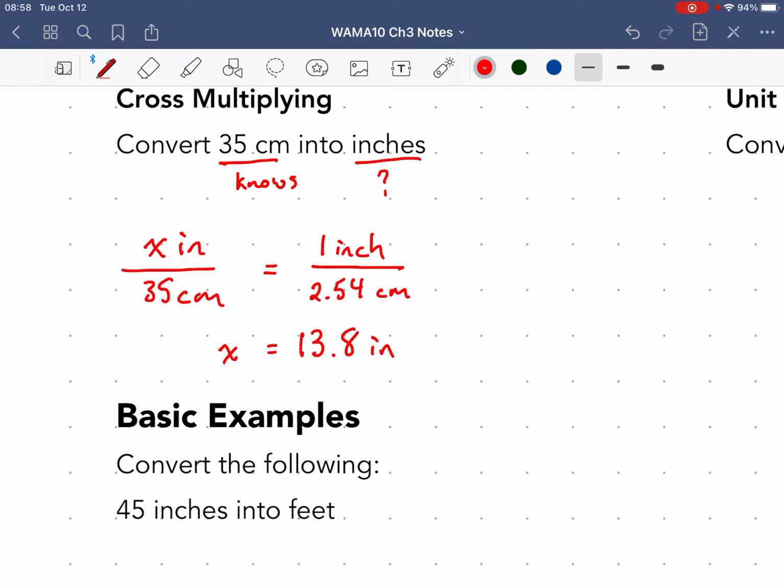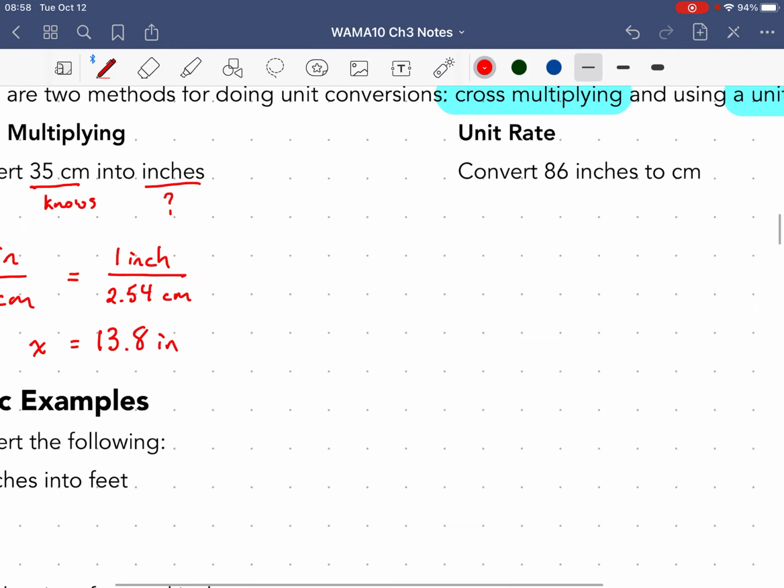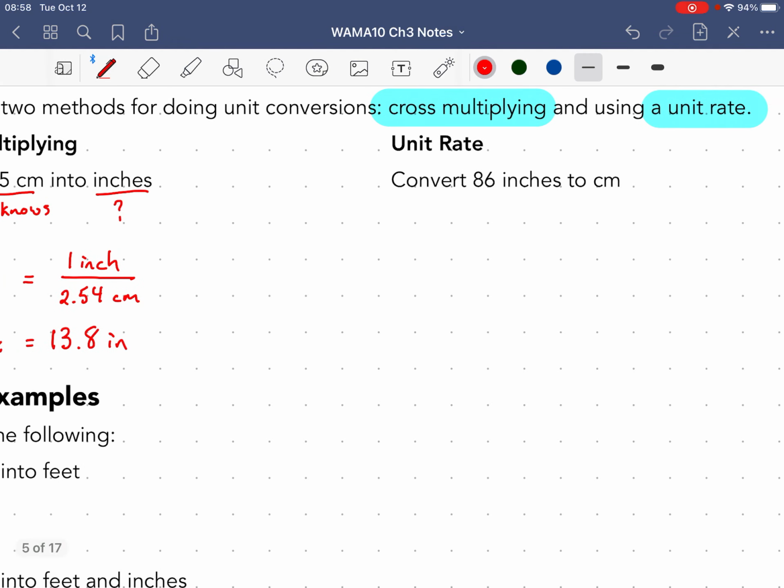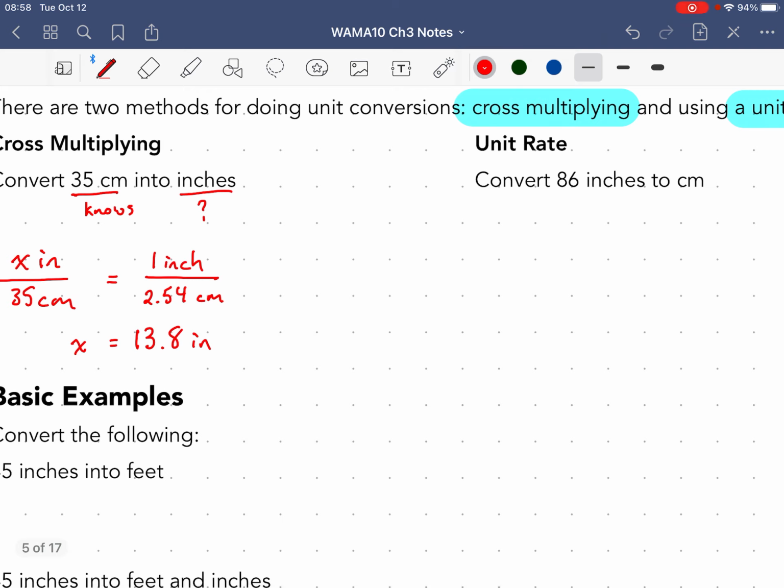13.8 inches. So conversions can all be done in this way. Now, unit rate. Okay, here's another way to do this. I know 86 inches, and I'm trying to get it to centimeters. So I write out, it's 86 inches.